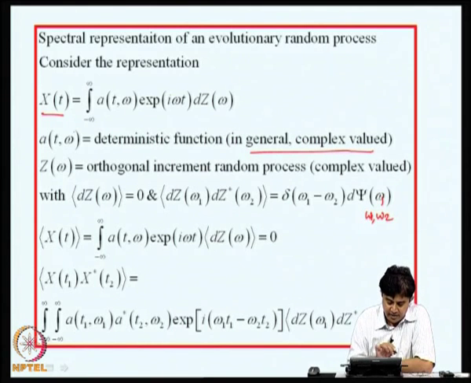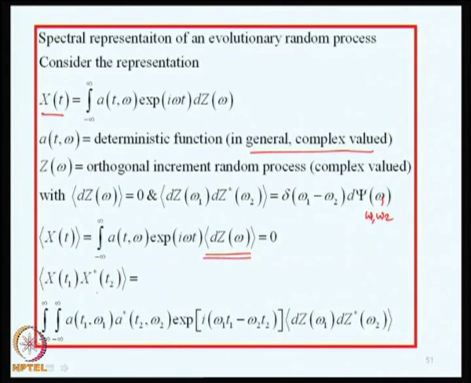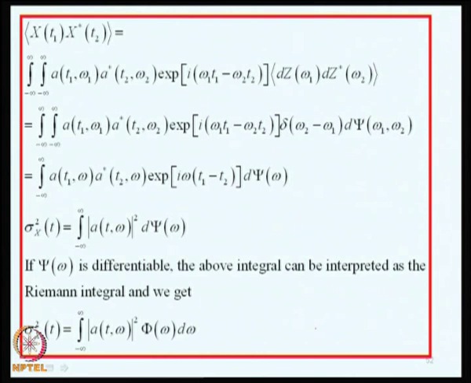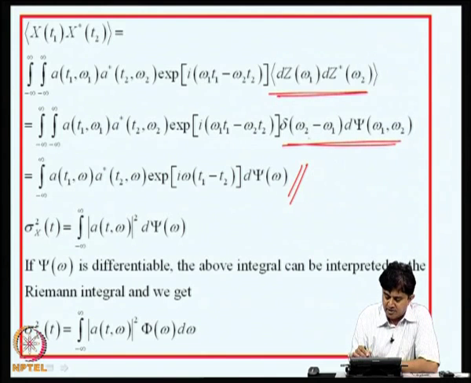Now, what is the mean of x of t? If you follow this, the mean of x of t is 0 because the mean of this increment is 0. If you now consider the covariance of x of t1 into x star of t2, I am assuming that x of t in general is complex valued, we can write this in terms of this, and we get this expression. If we now write for this quantity the Dirac delta function and d psi of omega 1 comma omega 2, we get this simplified expression, because there is a Dirac delta function, one of the integrations can be done easily. Now, if t1 equals t2, I get the variance and I get this expression.